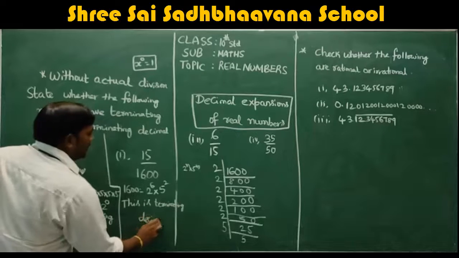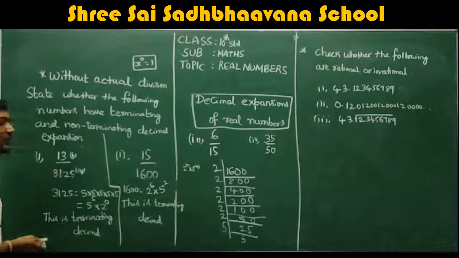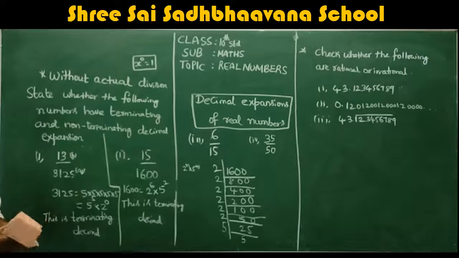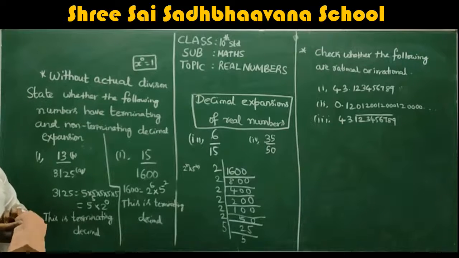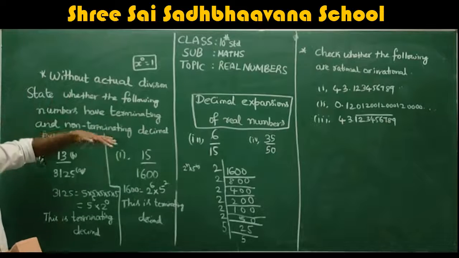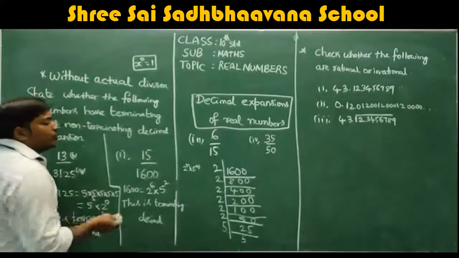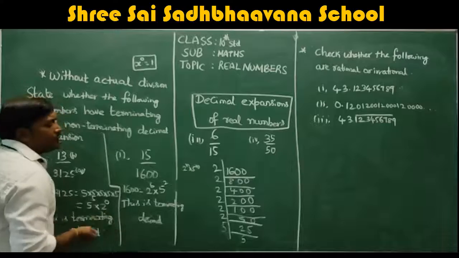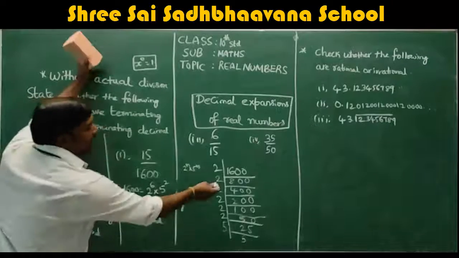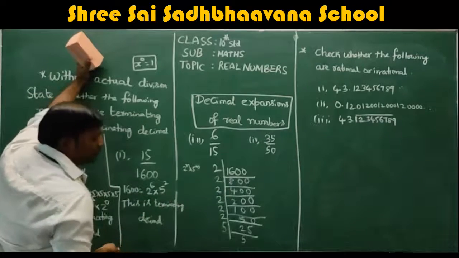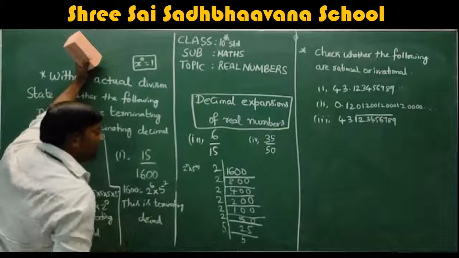How can you say that it is a terminating decimal? Because 1600 can be written as 2 power 6 into 5 square. I'll just repeat once again. What is the decimal fraction given? 15 divided by 1600. You write 1600 in terms of prime factors. So when you divide, what happens? We divided by 2, we got 800. Again we divided 800 by 2, we got 400. Again we divided 400, we got 200.